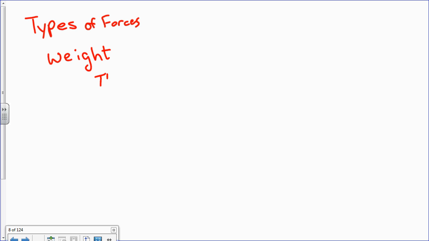All right, so we have lots of different types of forces. Your book goes through these, and they sort of have a section on each one. One type of force is weight. Weight is the force of gravity on an object.